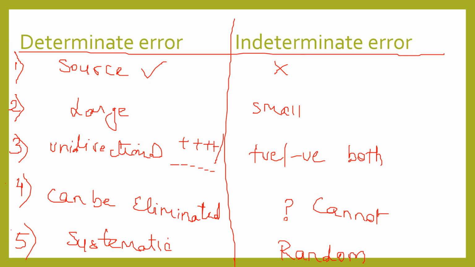Let me give you an example of indeterminate error, such as a gust. You do not know from where that gust has come, so it just comes anywhere, anyhow. Those are indeterminate errors. Determinate error means you know what it is and from where it has come. Since you know the source, you can eliminate them. In the next slide, we are going to see the types of determinate error.